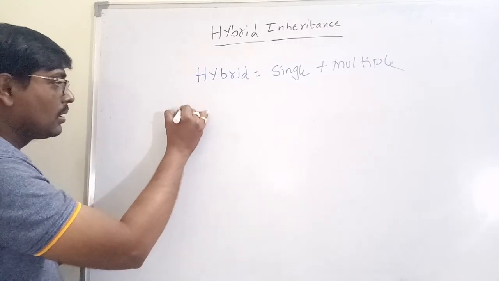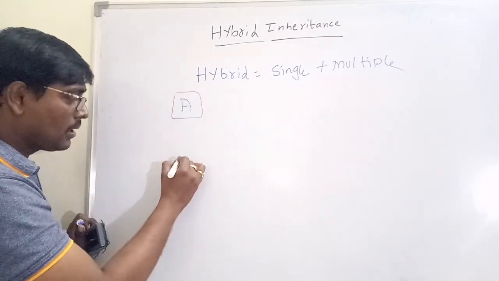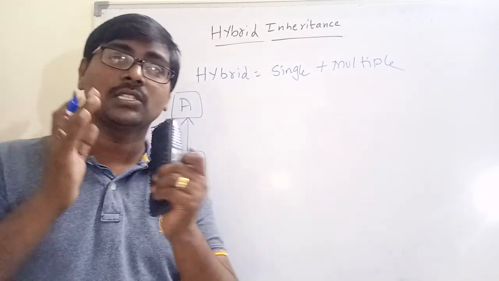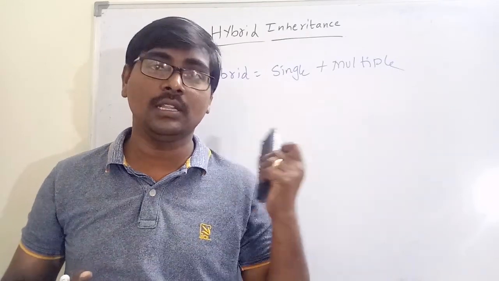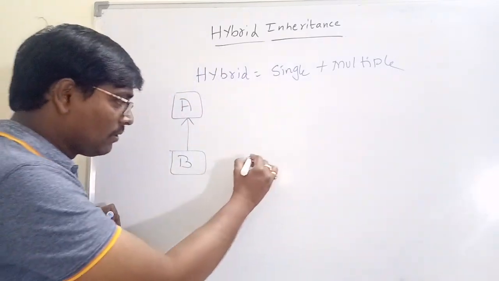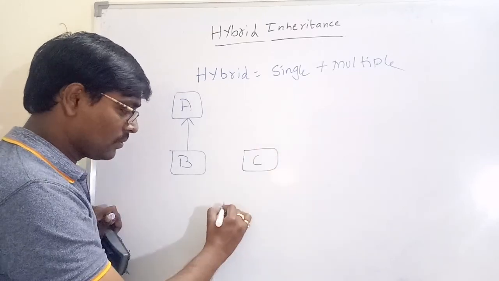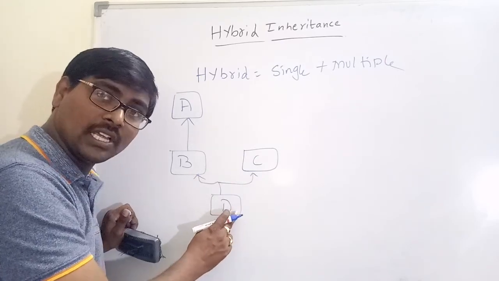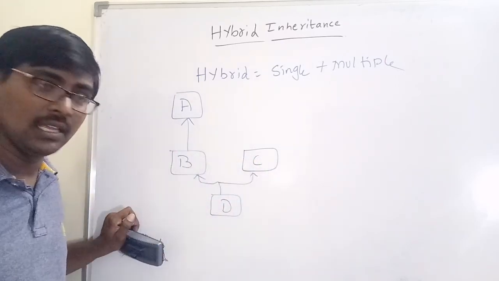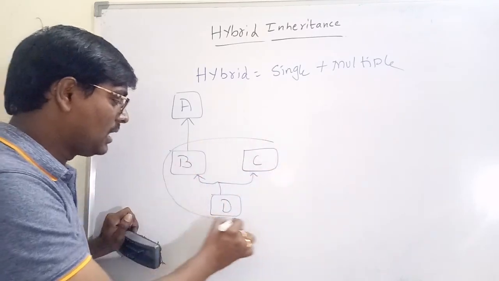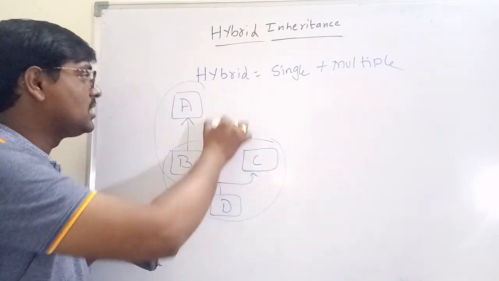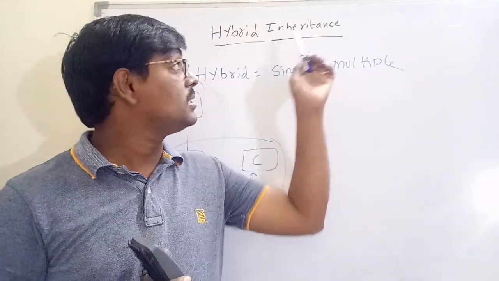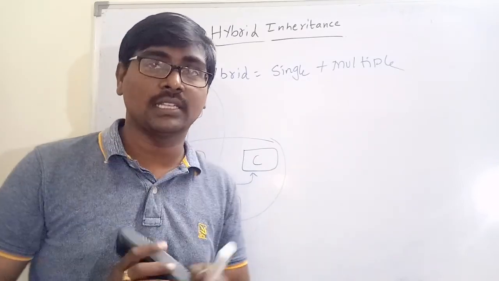That means we have class A and class B. B is the child class of A. That is, I am implementing single level inheritance. Observe the diagram. Now D is the child class for parents B and C. This is multiple inheritance and this is single inheritance. This is hybrid inheritance. Now consider an example program.